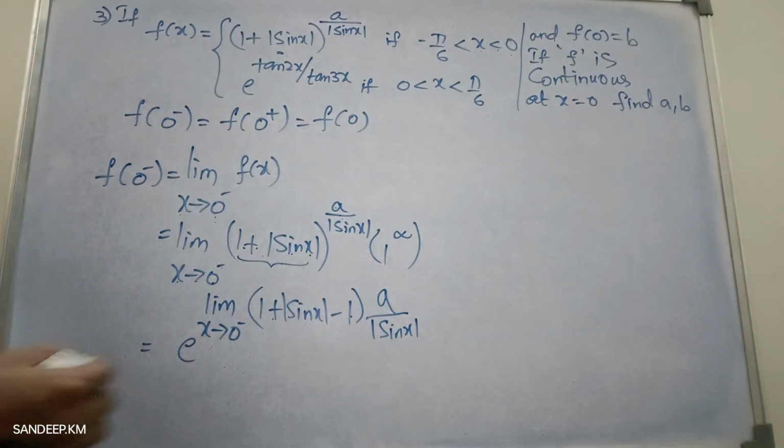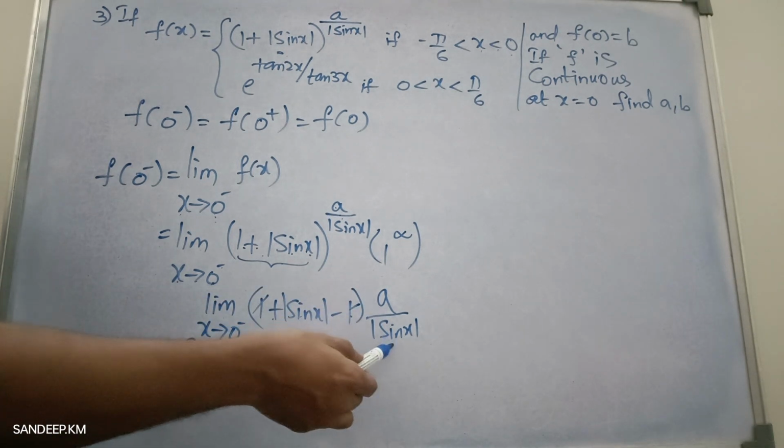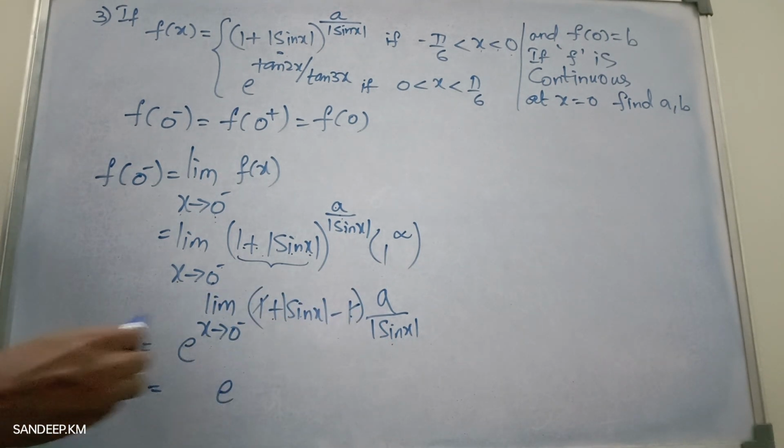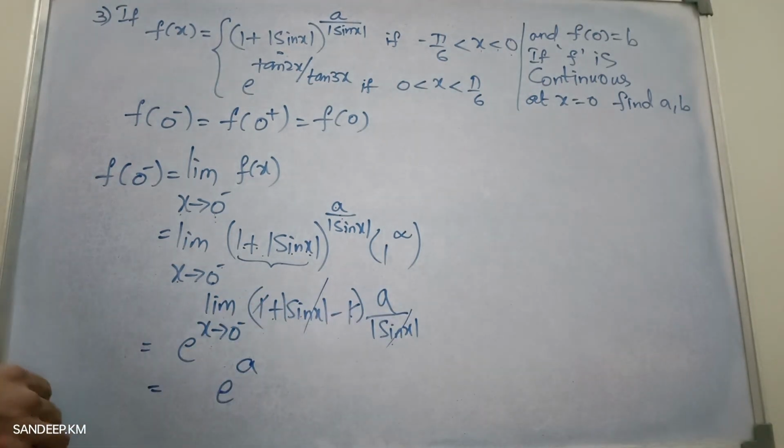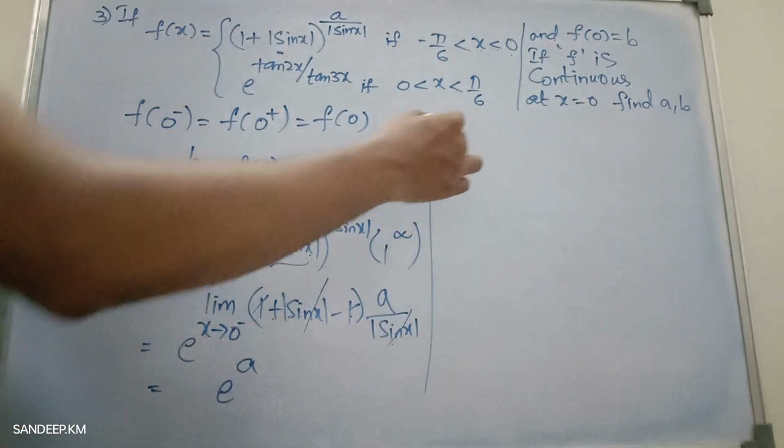Okay, now plus 1 and minus 1 will get cancelled. Mod sin x and mod sin x will get cancelled. You will get e power a. That is the left hand limit. Similarly, right hand limit is very easy.